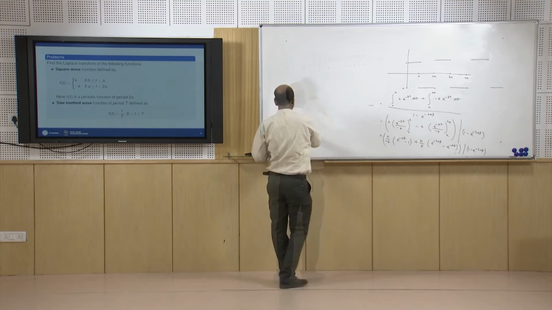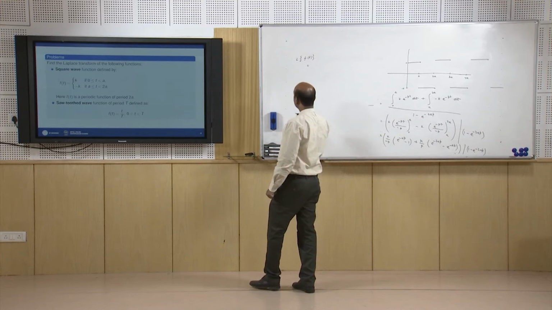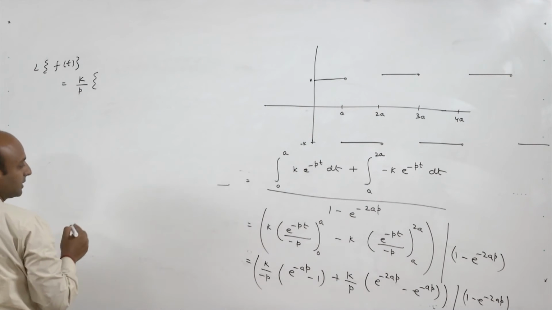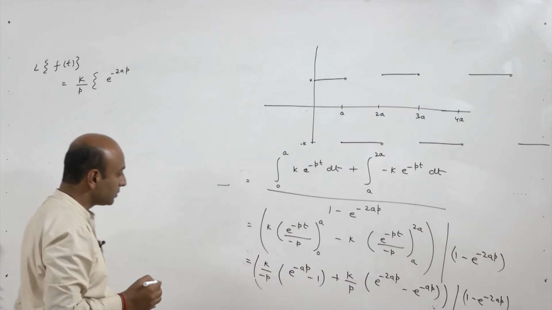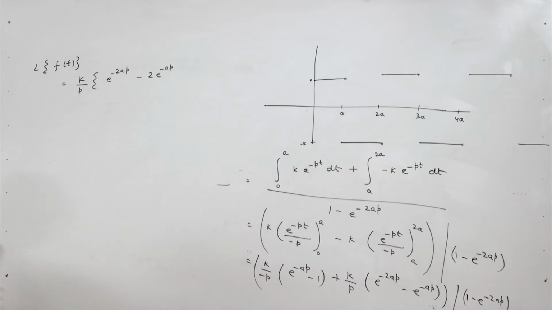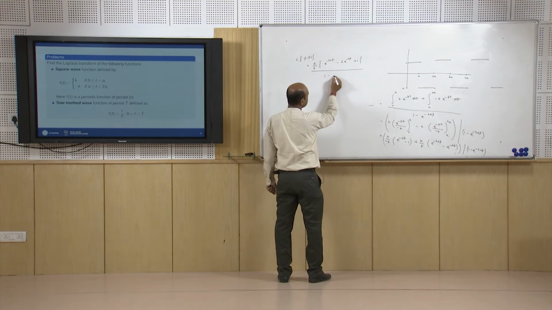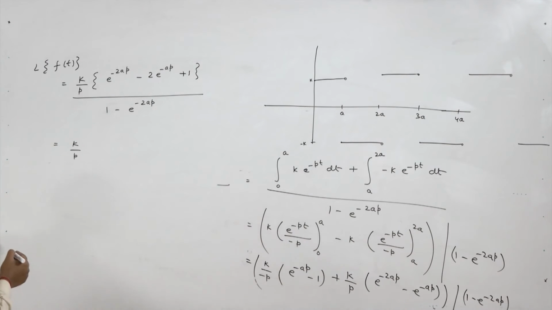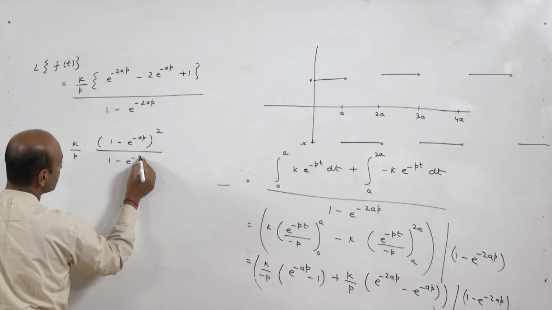So what will we obtain? When you simplify this, the Laplace transform of f(t) for the first problem is nothing but, you can take k upon p common. It is e^(-2ap). Now this is negative and this is also negative, so it is minus 2e^(-ap), and k upon p is common, and this is minus minus plus, it is plus 1, and the whole divided by 1 minus e^(-2ap). So this is nothing but k upon p times (1 minus e^(-ap)) whole square upon 1 minus e^(-2ap).